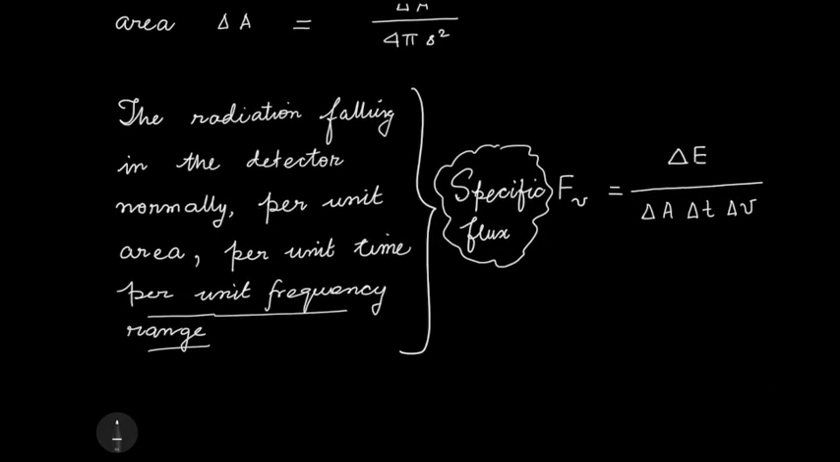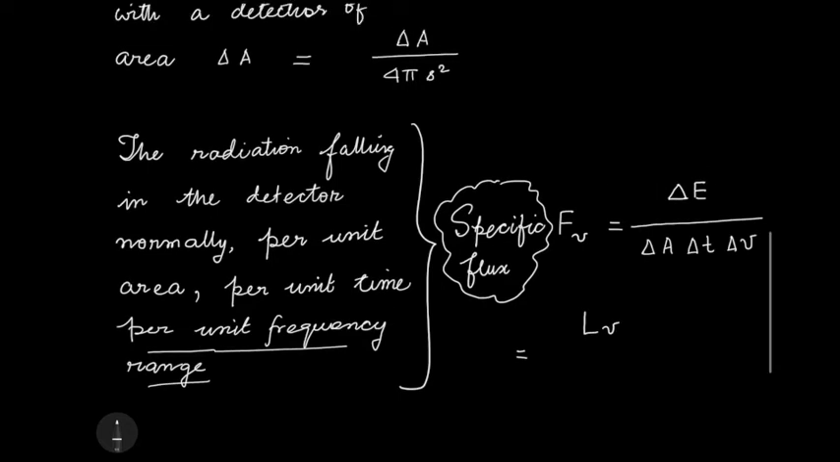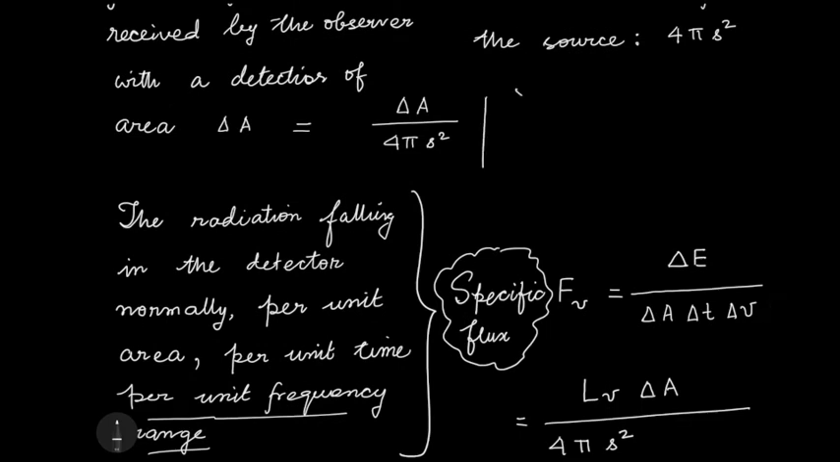Now, if the source has the luminosity L nu, then this energy delta E that we receive is the fraction of that energy given over there. So this is L nu times delta A by 4 pi s square, because L nu is energy emitted per unit time per unit frequency, and the part of that which is observed, that is the delta E by delta t delta nu over here, is L nu times delta A by 4 pi s square. So we can also write here energy received by the detector.